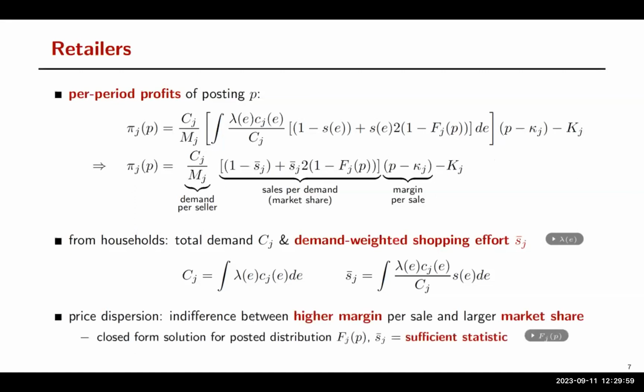Kind of the way to solve this is the standard Burdett-Judd way. In equilibrium, retailers are all identical, so for price dispersion to exist, they have to be indifferent between posting low and high prices. So they have to be indifferent between a higher margin per sale and just a larger share of sales, because you're undercutting your competitors. The nice thing is you can get a closed form distribution for this equilibrium object F_j. And as I already said, the sufficient statistic to incorporate all of household heterogeneity for this distribution is this demand-weighted search effort, S bar.